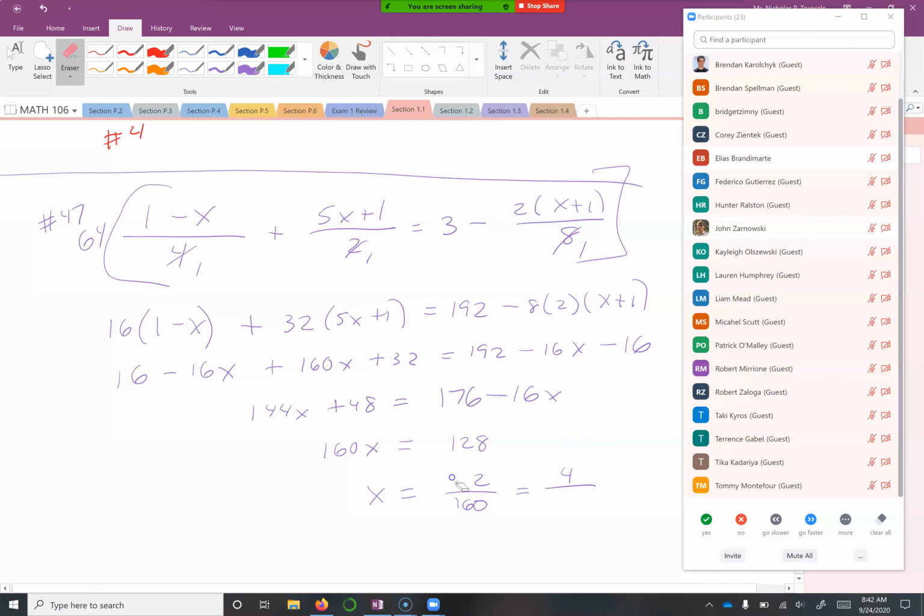So then 128 over 160. So 128 divided by 4. So we should be able to do 160 divided by 32. There it is. So if you divide both of these by 32, you get 4/5, which is the final simplified answer.